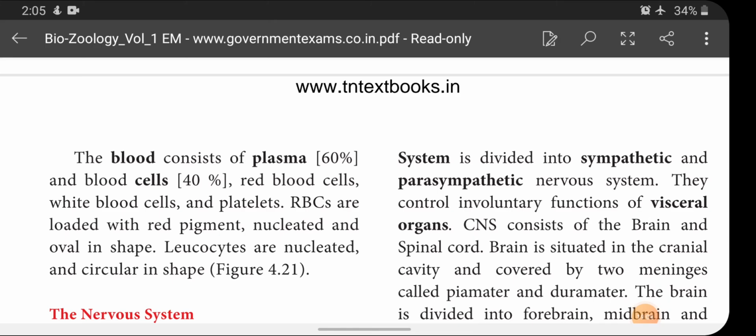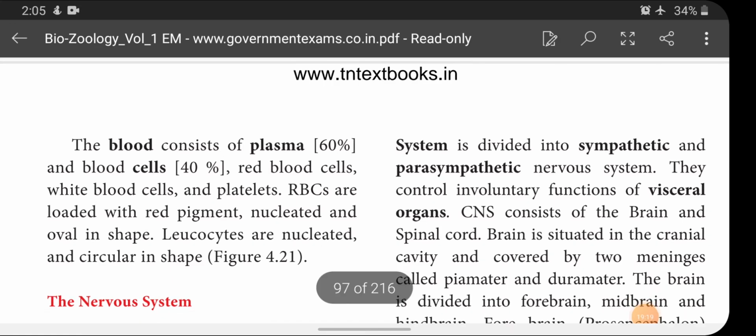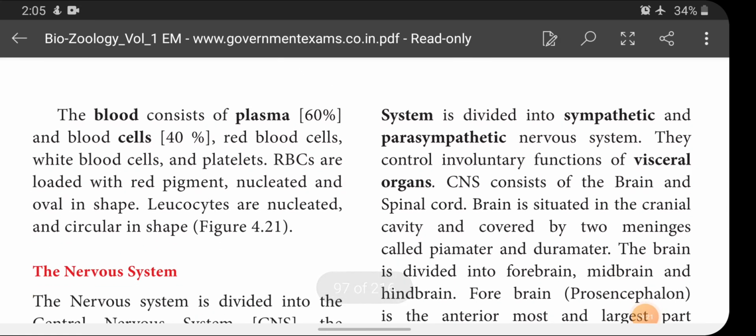Next, blood. In frog, the blood consists of 2 parts. One is plasma, another one is blood cells. Plasma is 60% and blood cells are 40%. Red blood cells, white blood cells and platelets are the blood cells present in the blood of frog. RBCs are loaded with the red pigment, nucleated and oval in shape. Leukocytes are nucleated and circular in shape.